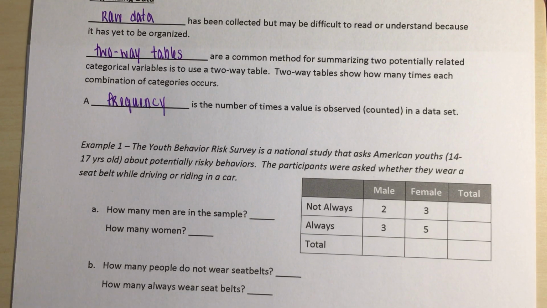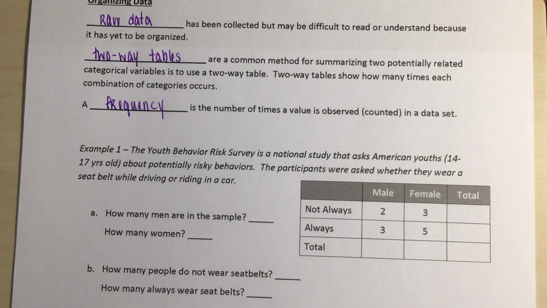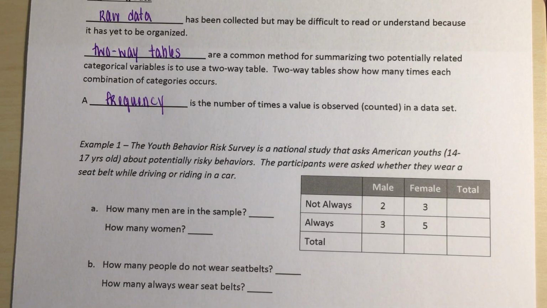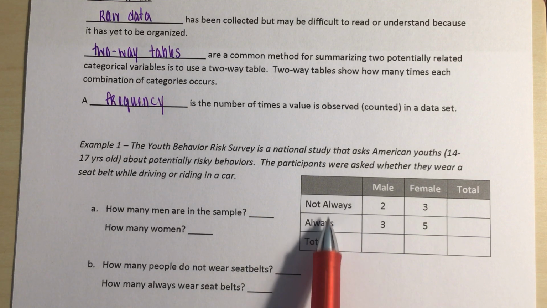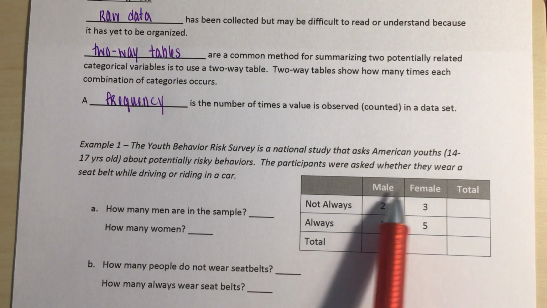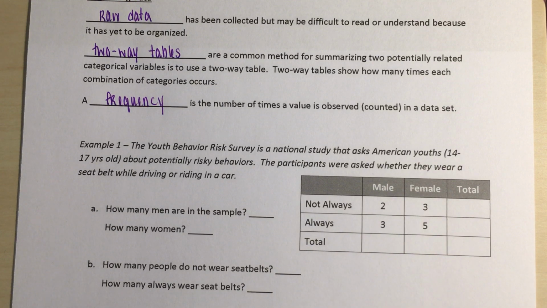So we've taken some raw data and we have organized it into this nice little two-way table. Notice that we have two sets of categorical variables here, not always and always. So here's one set, and then male and female, another set of categorical variables. Again, they're categorical variables because they are words.